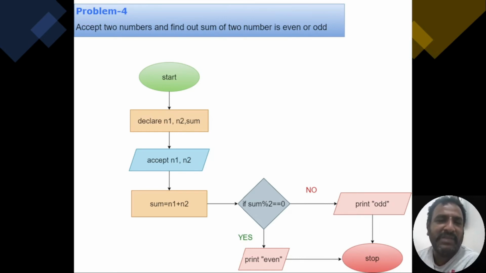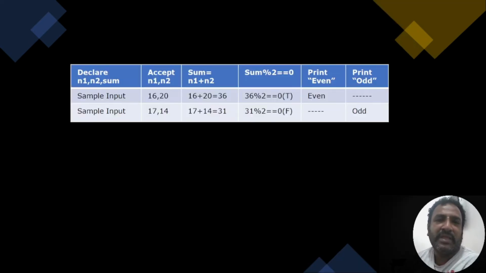Same thing I will explain with the help of sample inputs by using a technique called a dry run. Dry run is nothing but the steps taken in a flowchart; the same steps you can put in a tabular format. Here the steps are column headings and the rows are sample inputs, sample process and sample output, like this. In the first sample input, I'm giving the values for number 1 and number 2 as 16 and 20.